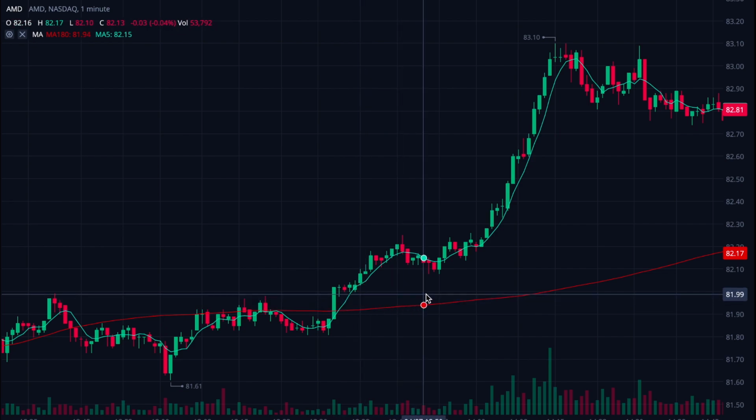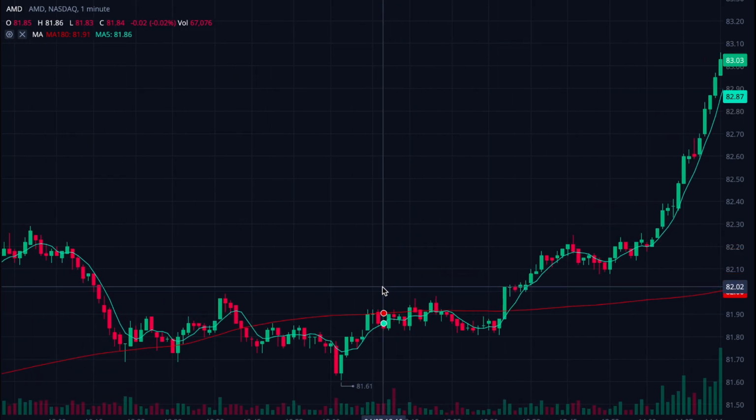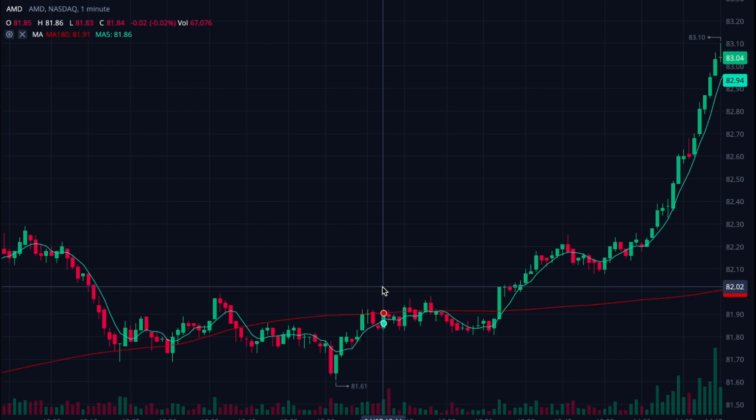But the other thing that you could consider is throwing up a wide spread of moving averages. So the 5 and the 180, quite a big spread there, meaning it's not just the 5 and the 12, which are very close to each other.